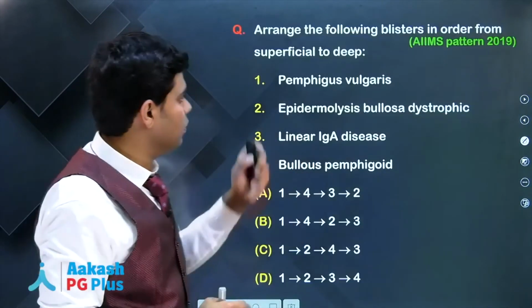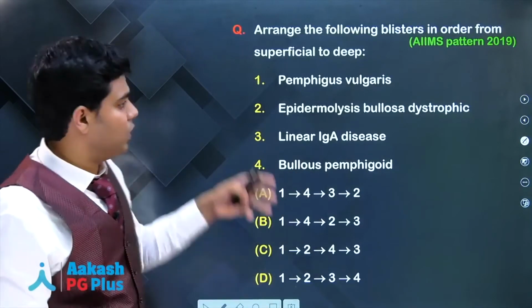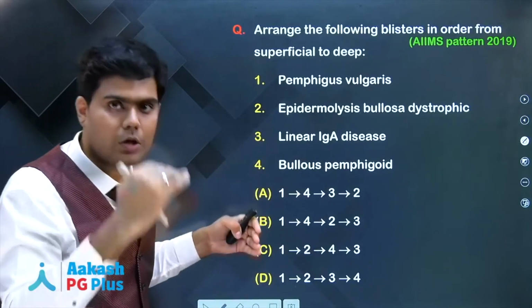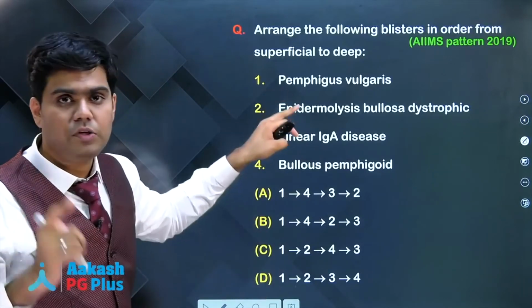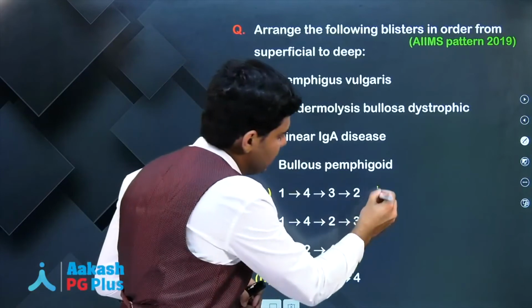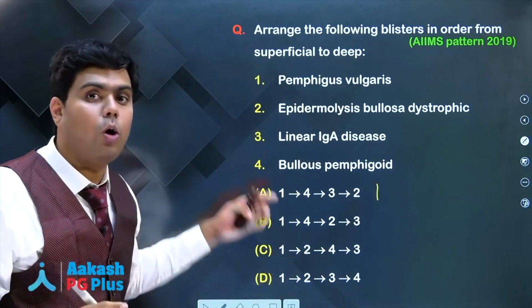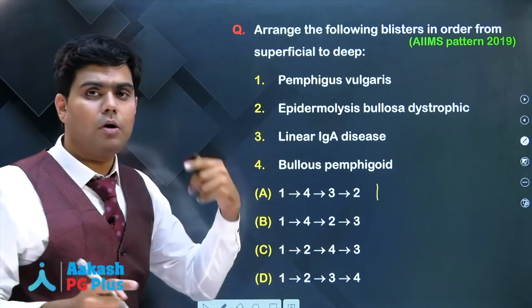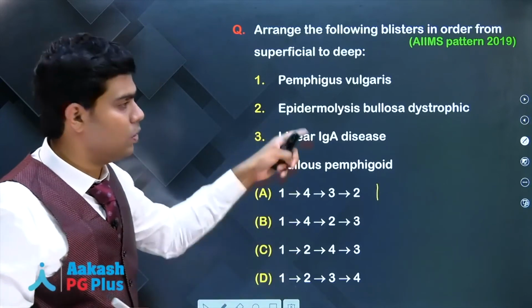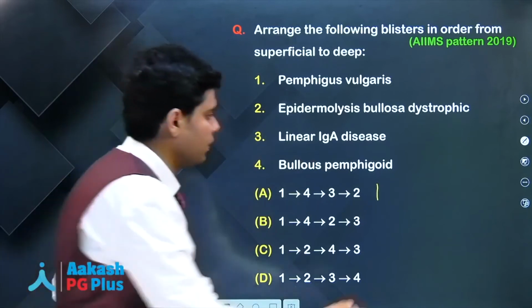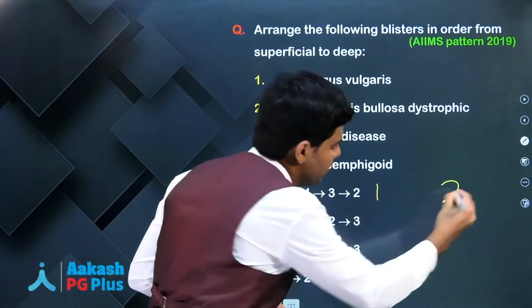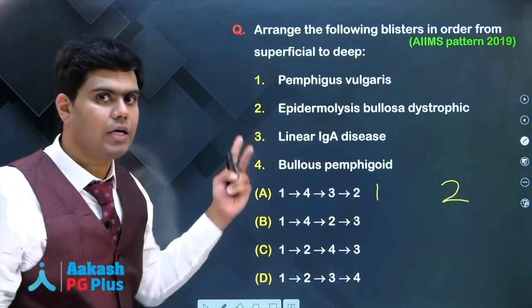Now let's go back to the question. So the question is asking us to arrange these 4 disorders from top to bottom. Now the topmost we know it's pemphigus. So we have pemphigus at the topmost position. So 1. So 1 we have common in all the 4 options. What about the bottommost? Bottommost we know is epidermolysis bullosa dystrophic. So at last will be 2. 1 at the start, last will be 2.